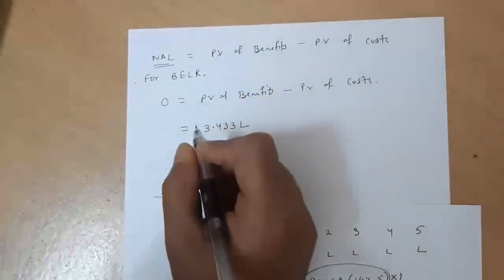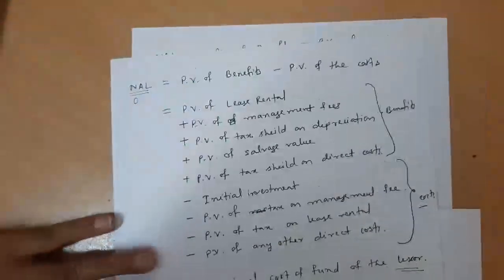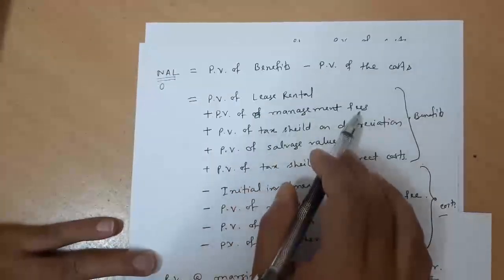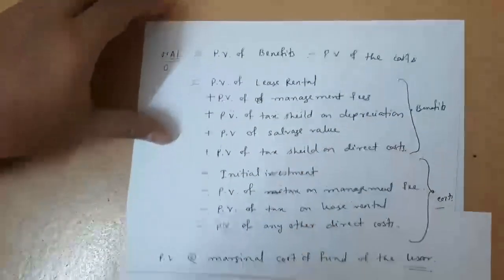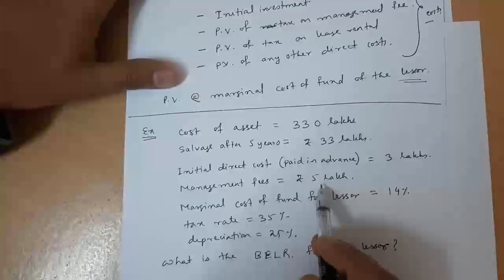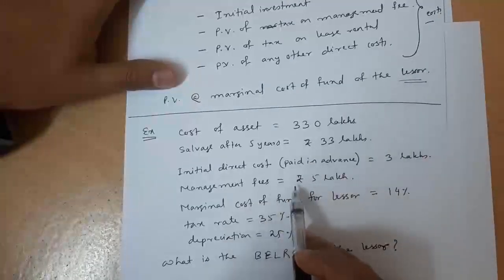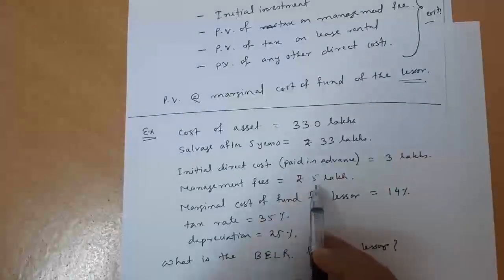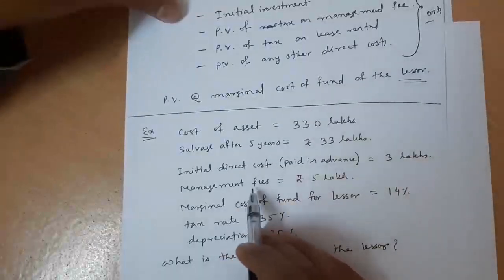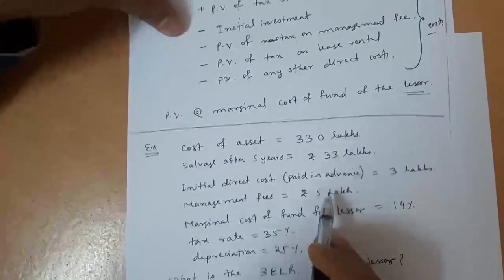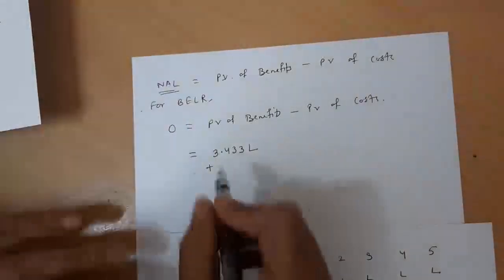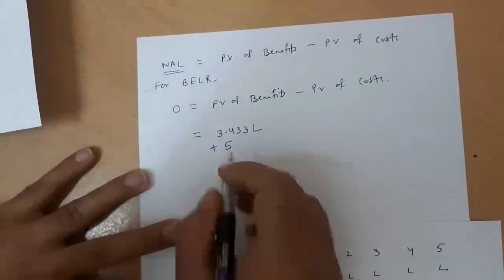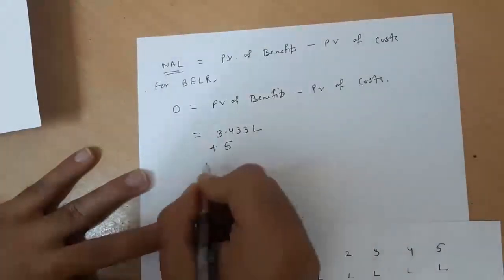Plus second benefit, see what was there. Second benefit is the present value of the management fees. Okay, so in this example the management fees is, say, 5 lakhs rupees, and the management fees is something which is paid at the starting itself. So the present value will be the same, 5 lakhs only. So plus 5 lakhs. Okay, all numbers are in lakhs.